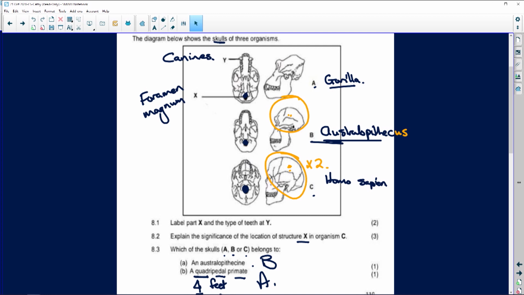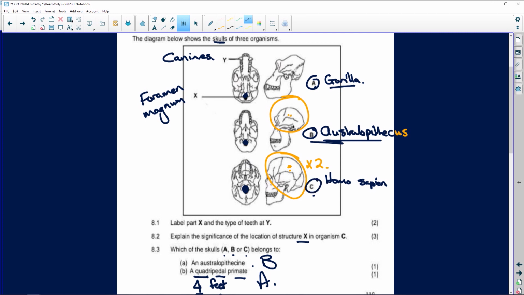We finished off last week with this specific question on the whole human evolution process. What we've got here is our little gorilla, which was A, Australopithecus was B, and then we have Homo sapiens as C.